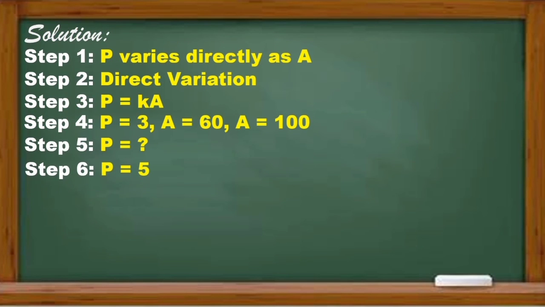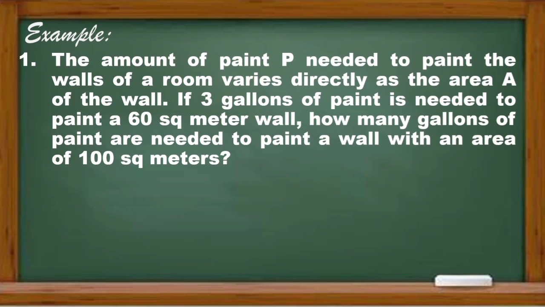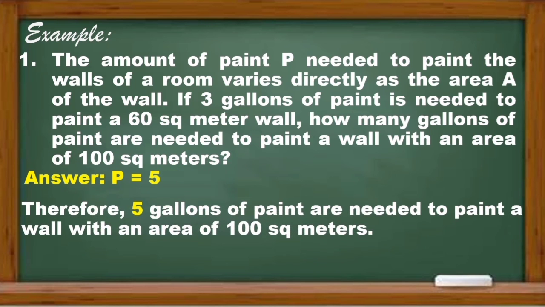Finally, we are done with our last step and we come up with our final answer. Problem solved. Therefore, 5 gallons of paint are needed to paint a wall with an area of 100 square meters.